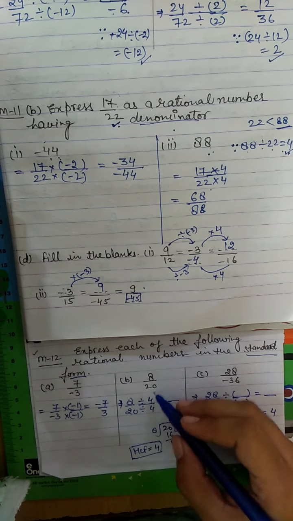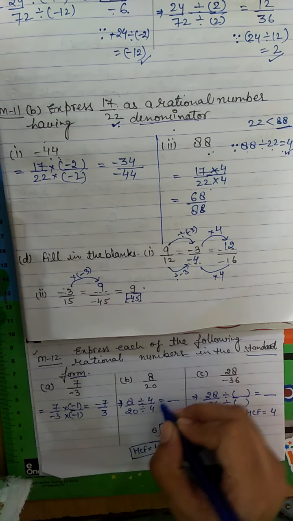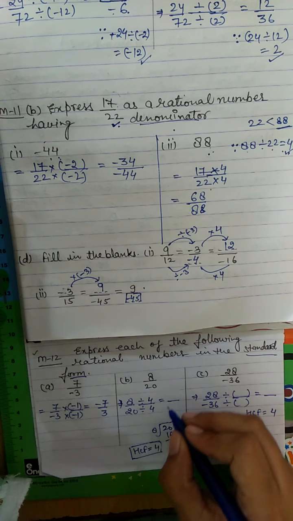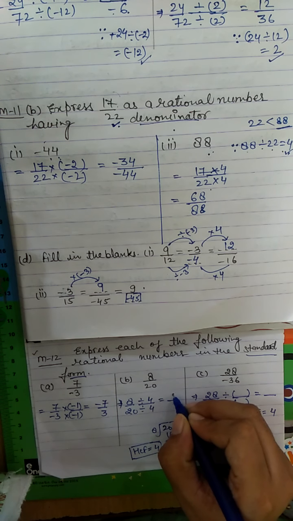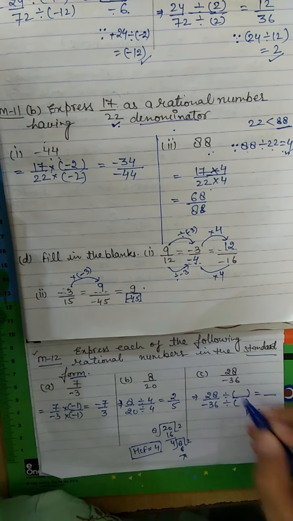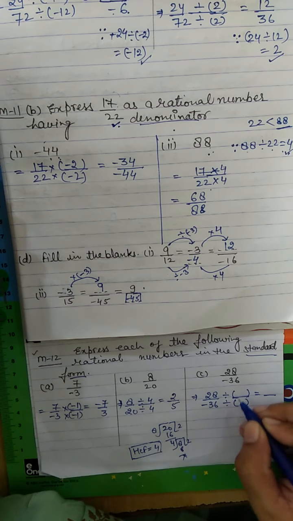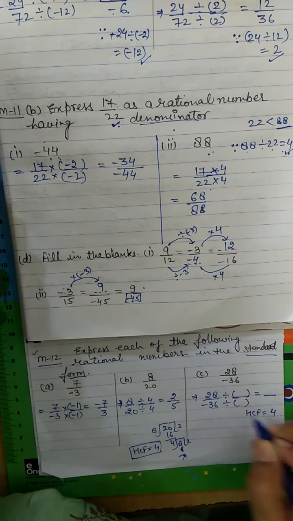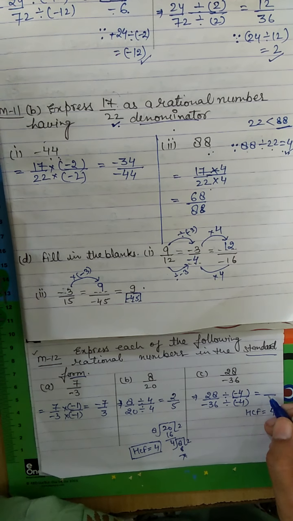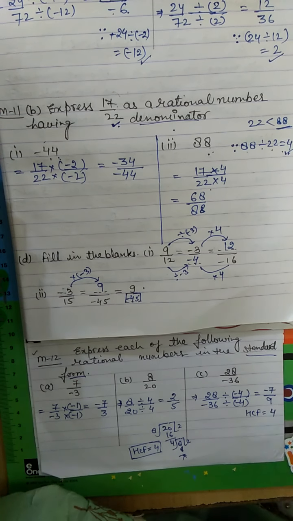Here taking HCF of 8 and 20, it is 4. Now divide numerator and denominator both by 4, that is 2 upon 5. 28 upon minus 36, HCF of both is 4. Therefore, to make the denominator positive, we divide by minus 4, therefore the answer is minus 7 upon 9.